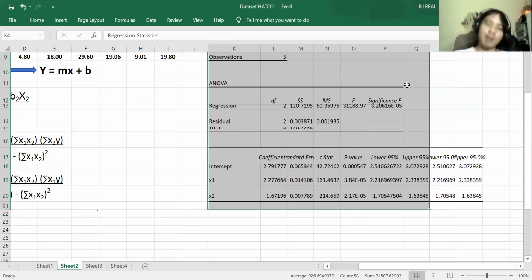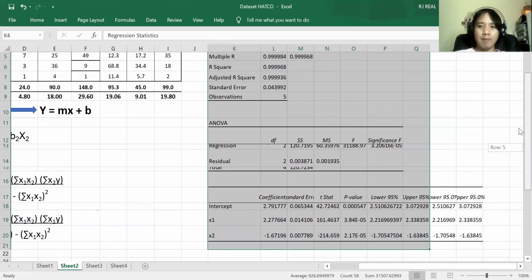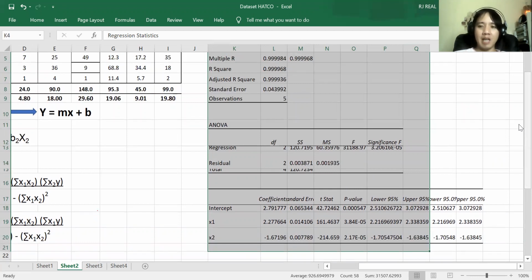Alright. Now that topic will be discussed and presented to us by my group mate, Ma'am Cheryl Rosario. Basically, Ma'am Cheryl will present the regression analysis using Microsoft Excel. Ma'am Cha, the floor is yours. Take it away.